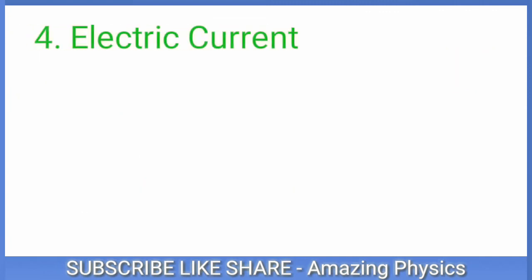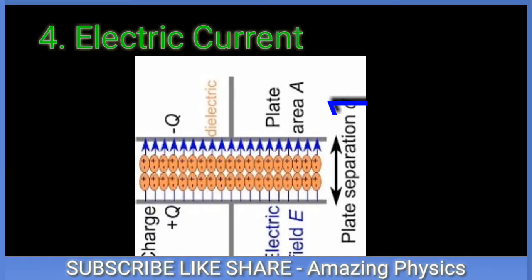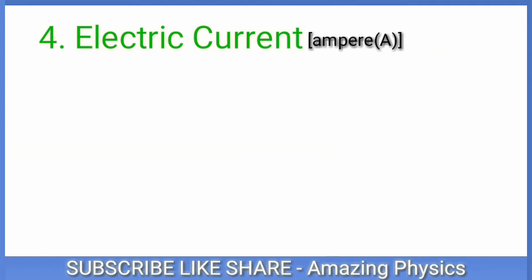Okay, fourth one is electric current. Its unit is ampere. The ampere is that constant current which, if maintained in two straight parallel conductors of infinite length of negligible circular cross section and placed 1 meter apart in vacuum, would produce between these conductors a force equal to 2 into 10 to the power of minus 7 newtons per meter of length. This unit was introduced in 1948. We will discuss this one in the EMT chapter.